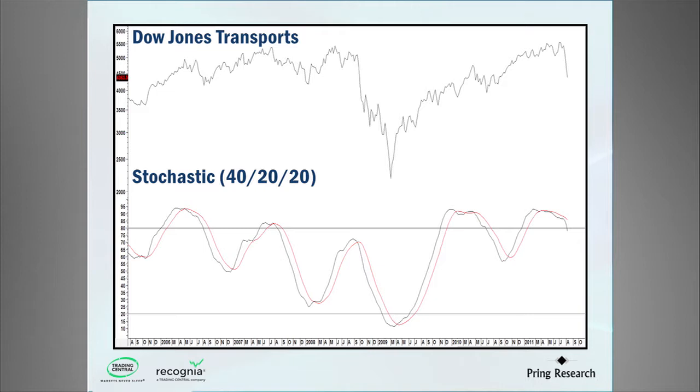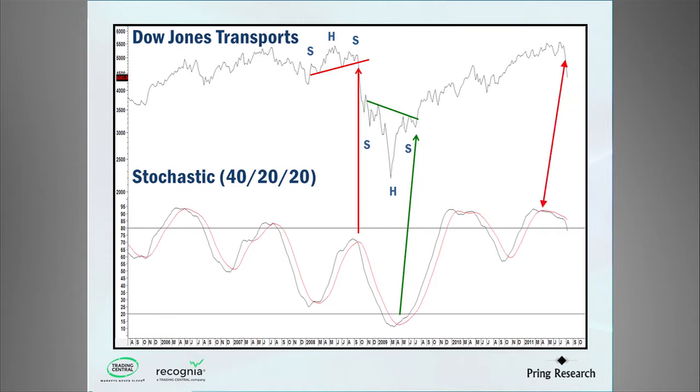Here, for example, we see a sell signal, and the arrow is pointing to the right because that's where the transports broke down from a head and shoulders pattern. Here's a bullish signal, which was later confirmed by an inverse head and shoulders. Finally, another sell signal, which was eventually confirmed by a trendline violation in the late summer of 2011. That happened at around the same time that the stochastic crossed below its overbought zone.